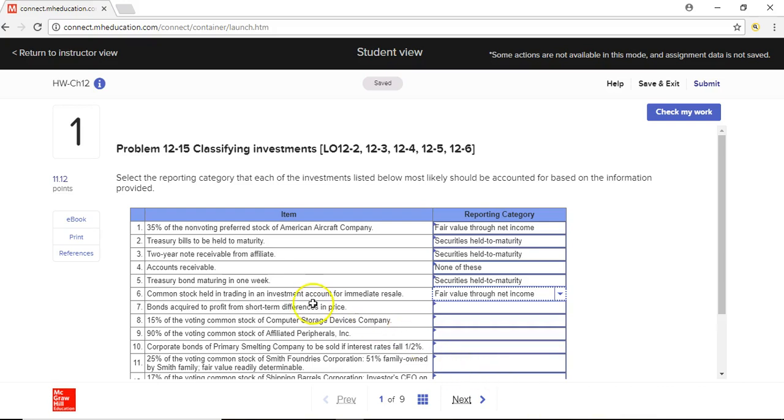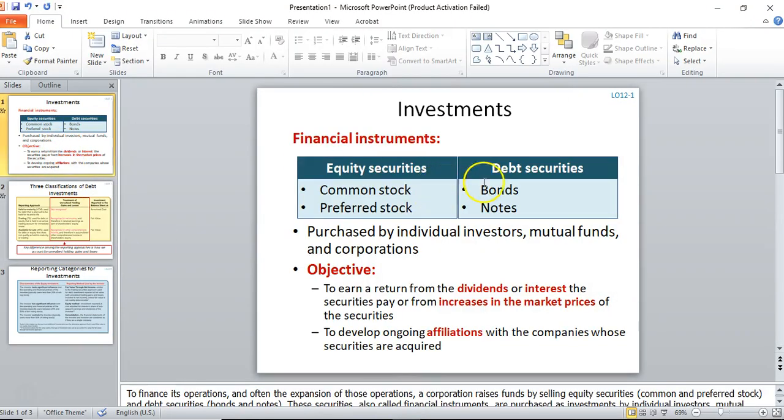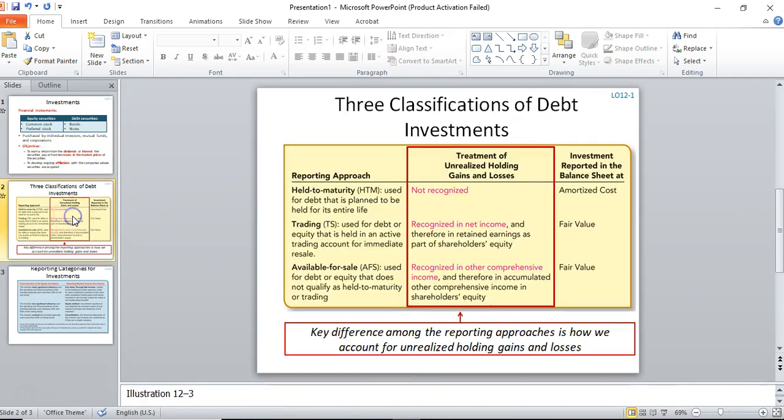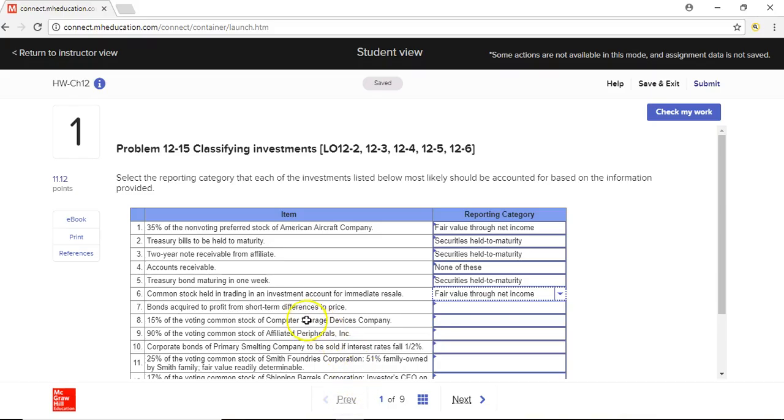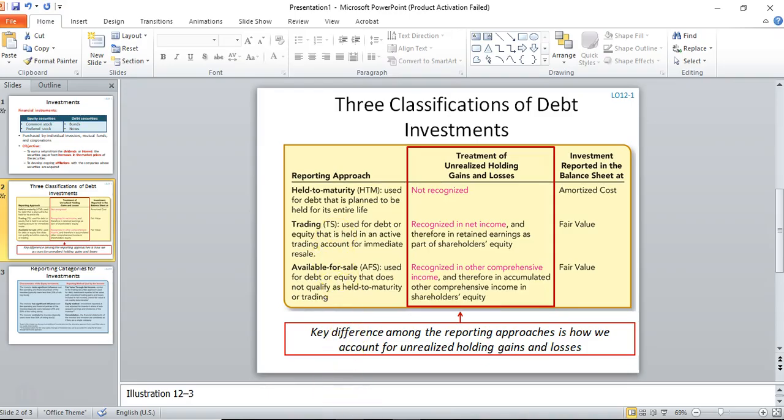Number 7, bonds acquired to profit from short-term differences in prices. Bonds are debt securities. When we have debt investments, we have these three categories. And because the description says we are holding it for the short term to earn profits from the difference in price, it is trading securities.